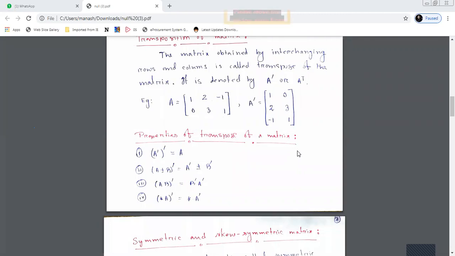Now, is there any doubt in nilpotent matrix? Anyone? Okay, then nothing.